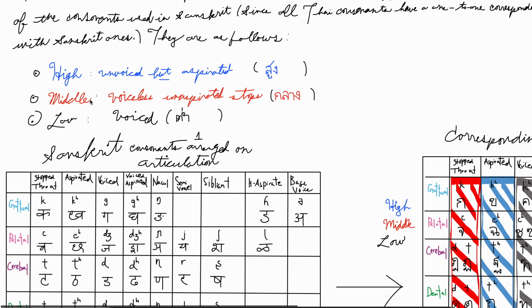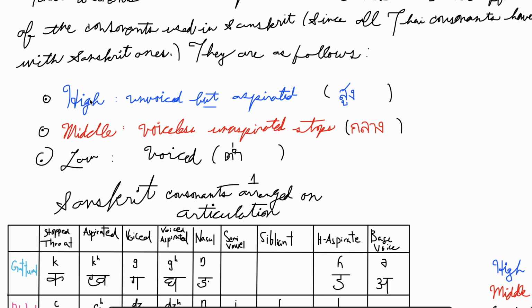So there are 3 classes in Thai based on these historical features that were in Sanskrit but have been lost in Thai. They are as follows. High class is an unvoiced consonant, but it's aspirated. By that I mean there is voicing, and unvoiced means there's no vibration in your throat. So unvoiced but aspirated. Aspirated means that some air comes out.